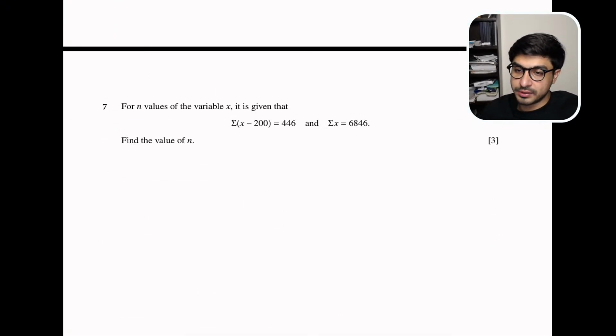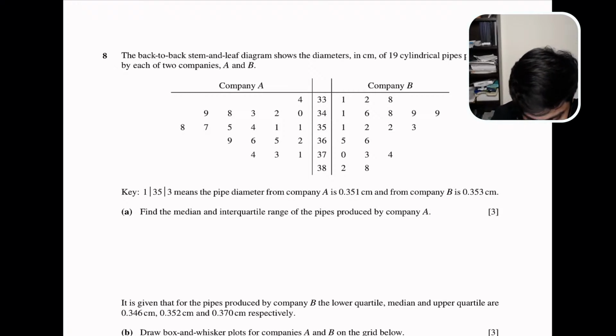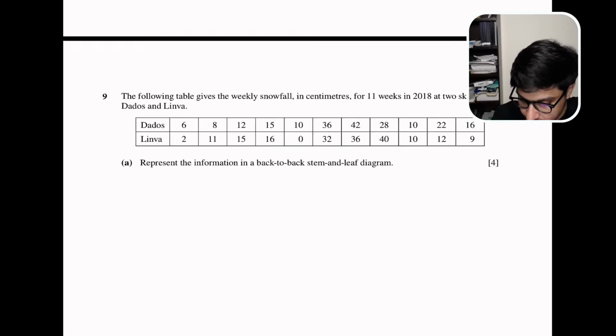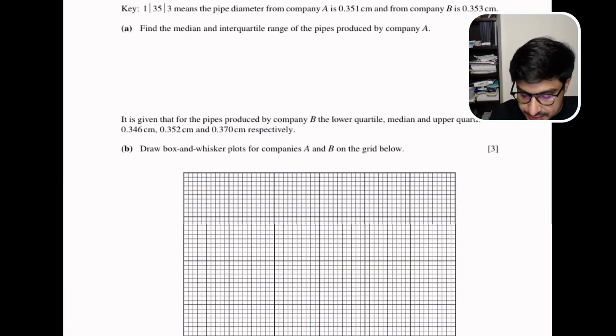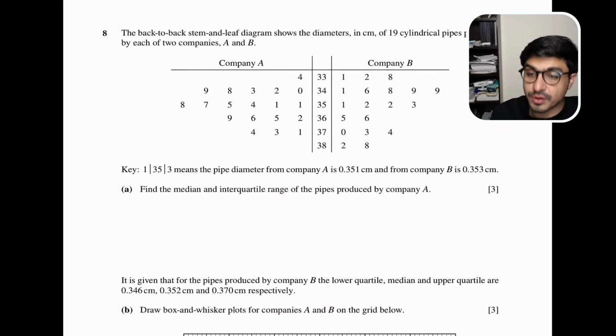All right. Now this is again a repetition of the question that we just did, a similar thing. It's not that different. So the following table gives the weekly snowfall. Okay, let's just do this as well. This is basically again a back-to-back stem and leaf. So I think we'll practice one more stem and leaf through this, and then we'll look at the next question, because this is literally just stem and leaf being made. Okay, let's do this. This is a good question.